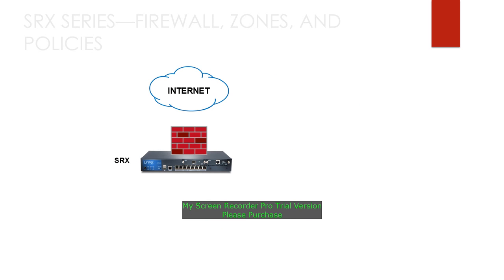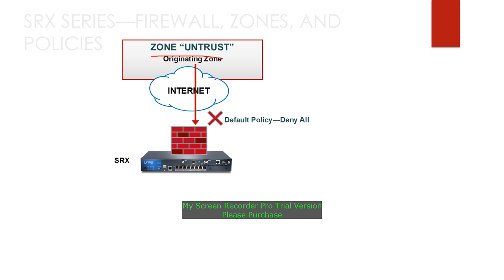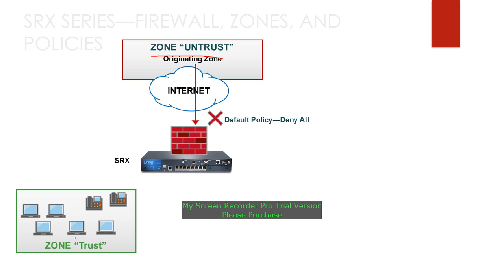Yes, so now we are on the SRX. If we have an internet connection connected to an SRX, this is a firewall, this is an untrust zone. By default, Juniper applies default policies. This is a zone which is the trust zone. Default policies allow all, which is configured by default. In the default configuration, there will be two zones, which are untrust and trust.